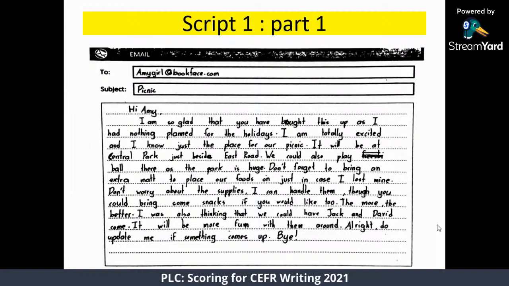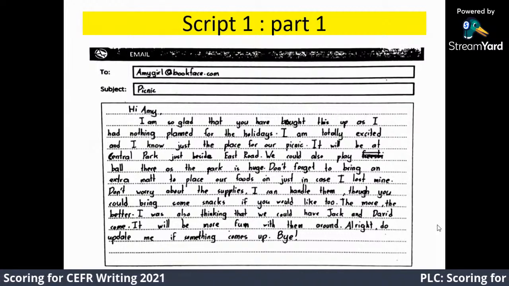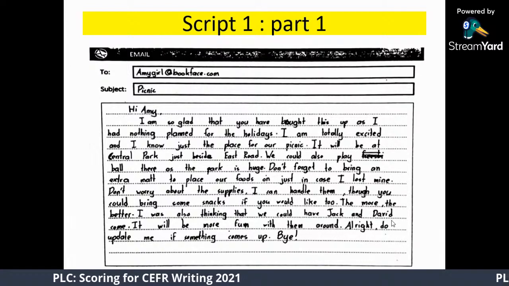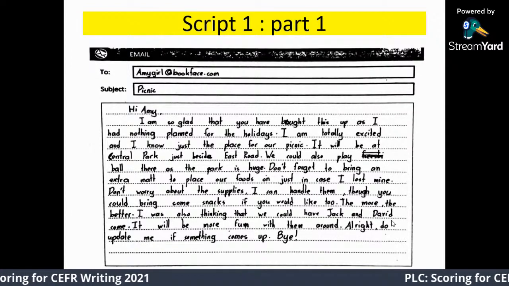The more, the better. Okay, here I think they just used it as a phrase, but it's not really needed there anyway. I was also thinking that we could have Jack and David come. So they are inviting other friends. It will be more fun with them around. All right, do update me if something comes up. Bye.